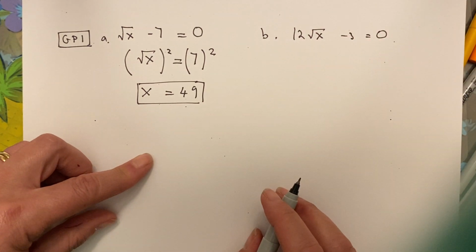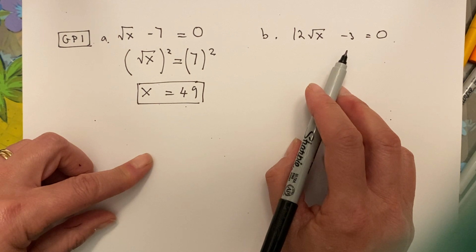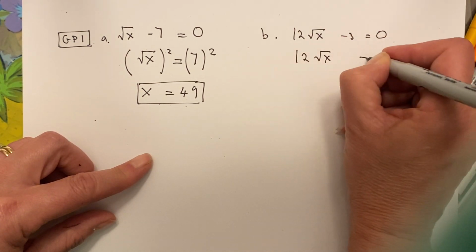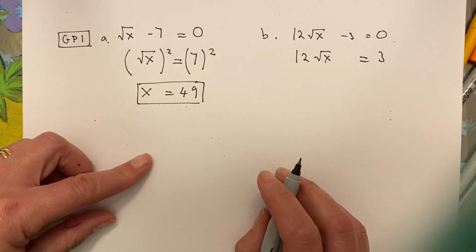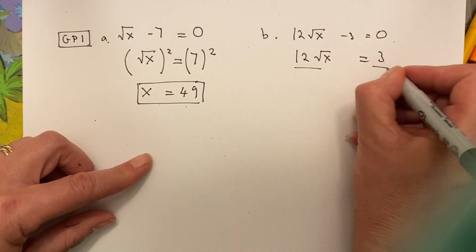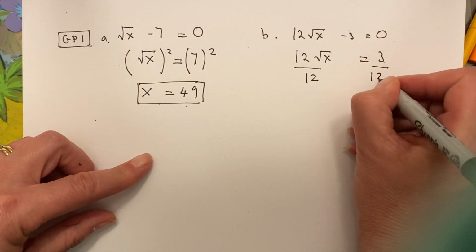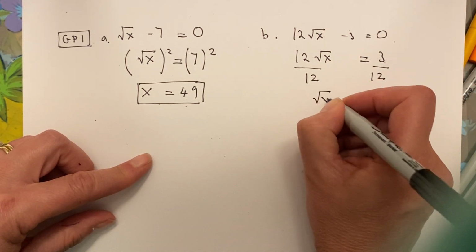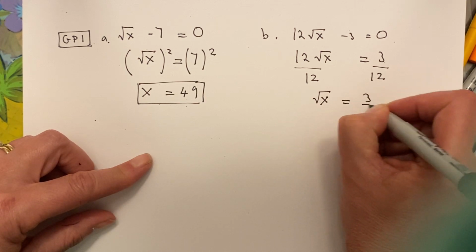Well, my first step is to get rid of this negative 3 by adding 3 to both sides. So I get 12 square root of x equals 3. But I also need to get rid of this 12. So I'm going to multiply both sides by 12, end up with square root of x equals 3 over 12.